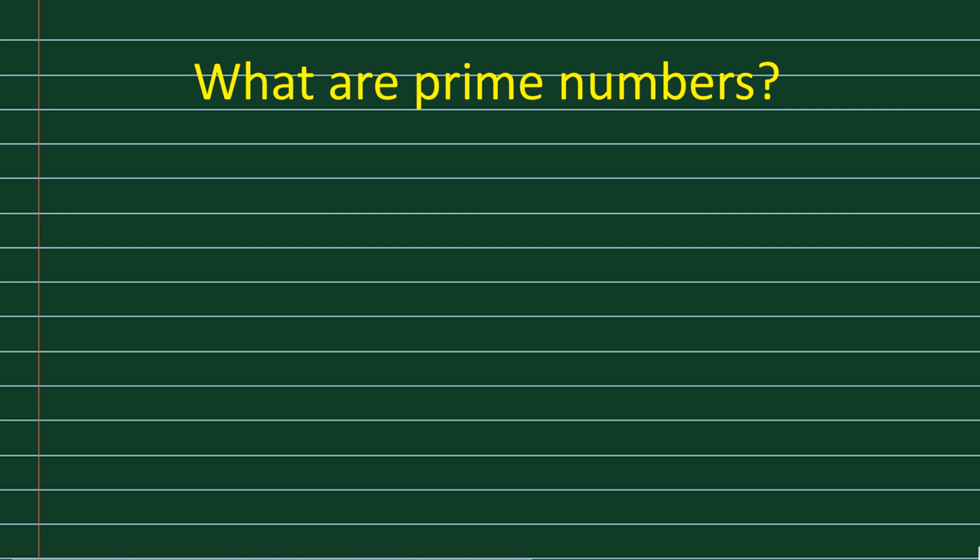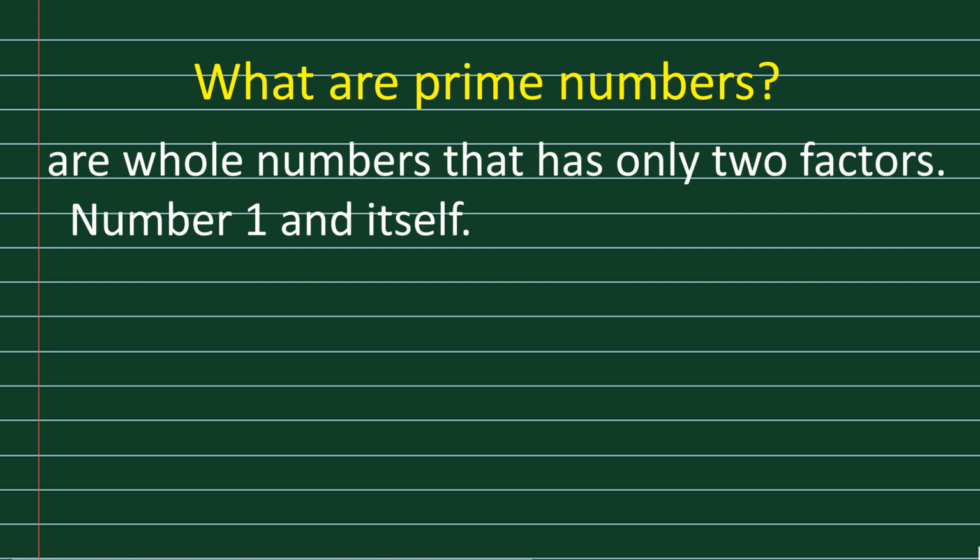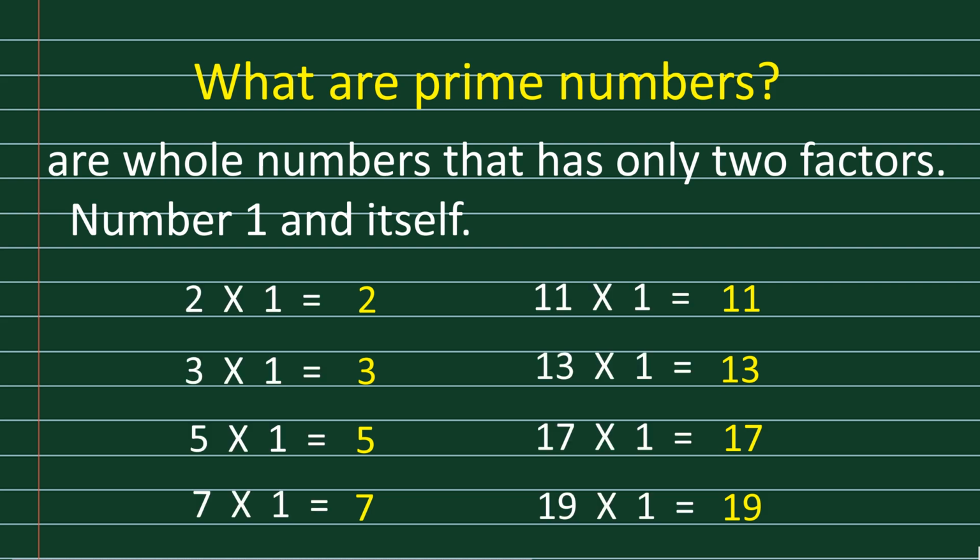First, let us know what prime numbers are. Prime numbers are whole numbers that have only two factors, the number 1 and itself. These are the prime numbers from 1 to 20. And these are the factors of each number. You can see that each only has 1 and itself as its factors.